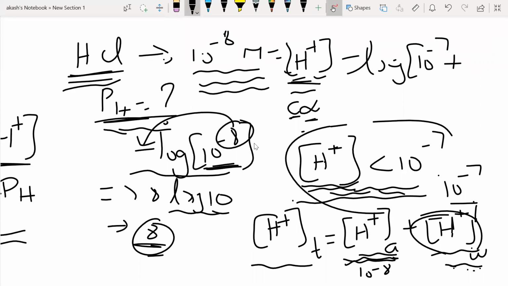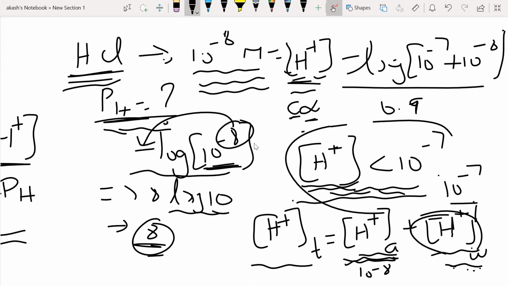Right? It will be 10 to the power minus 7 plus 10 to the power minus 8. That will be the pH value. And now if you check, it will definitely not be 8. It will be lesser than 7. It will be around 6.9 if you calculate.